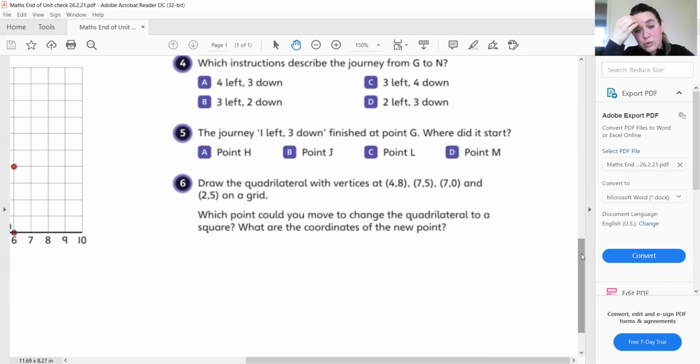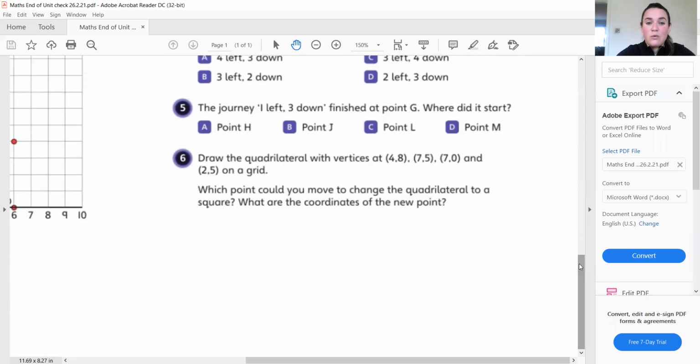Okay, and then finally, you should hopefully have a spare grid on your grid references available. If not, don't worry, I will put a separate grid on Class Stories for you to use. Okay, so you need to draw a quadrilateral with vertices (4, 8), (7, 5), (7, 0), and (2, 5) on a grid. Which point could you move to change the quadrilateral to a square? And what are the coordinates of the new point?